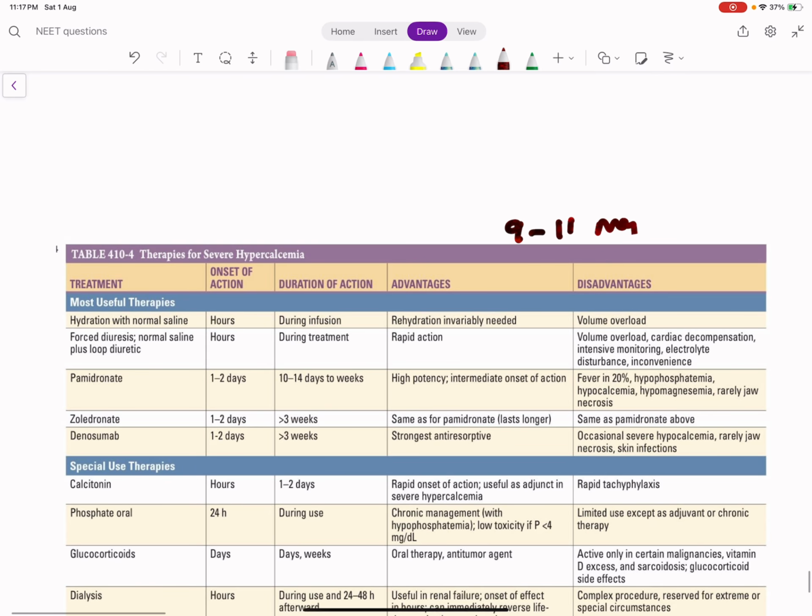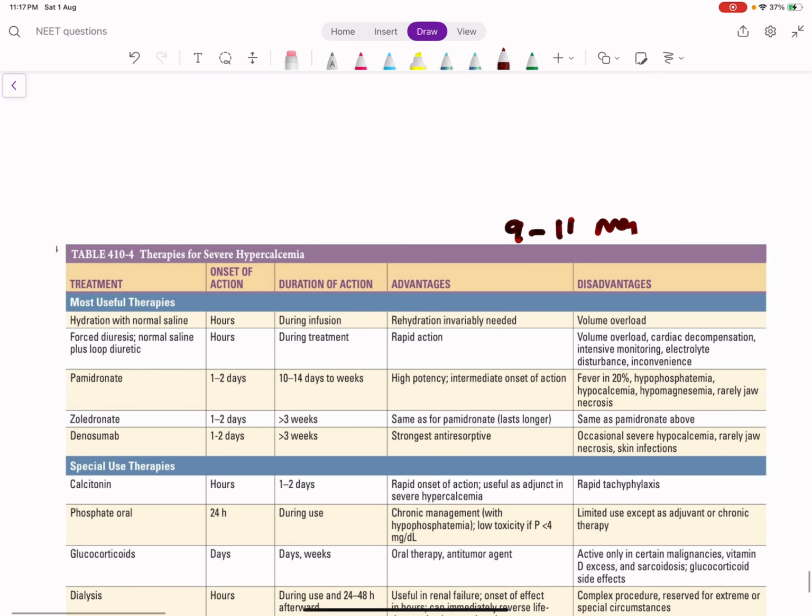Pamidronate, zoledronic acid, denosumab. Denosumab is a monoclonal antibody. Then we have other drugs, calcitonin. I already discussed calcitonin is a drug which deposits calcium in the bone. So steroids can be given. In the last stage, dialysis is done.